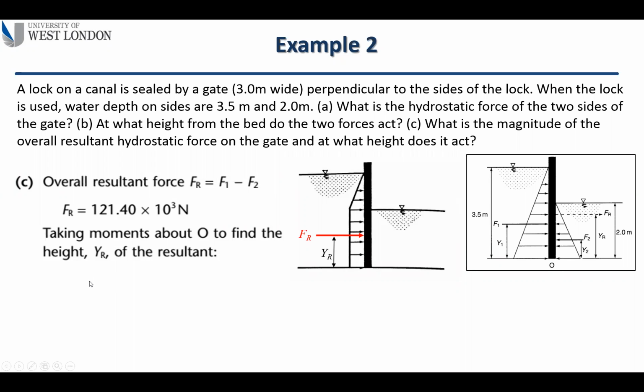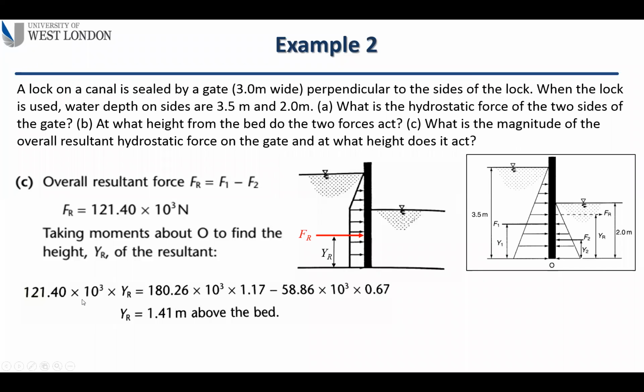So based on whatever I've just handwritten on the whiteboard, you can easily do this by substituting that formula. This is the overall force. On the right hand side is the difference of the moments, M1 minus M2, and on the left hand side is the moment MR, which is the force 121.4 thousand times YR. On the right hand side is F1, which is 180 times 26,000 times 1.17. This is the depth here, left hand side, minus 58.86 thousand times 0.67, which is the Y2.